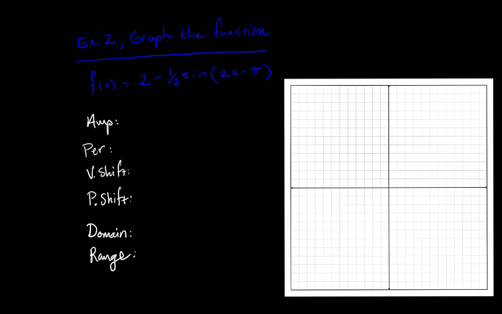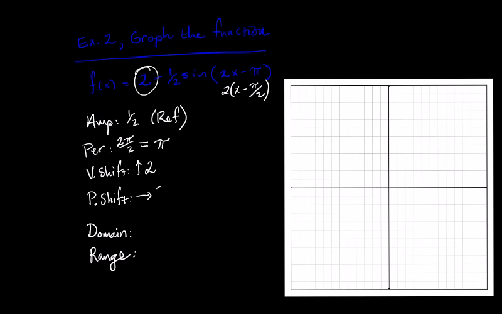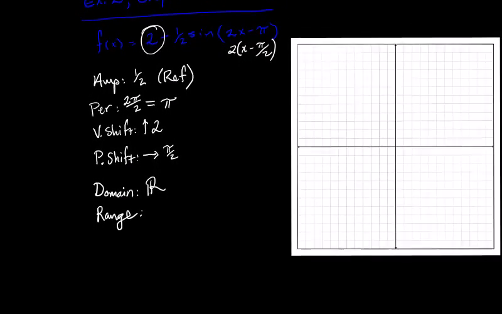All right, so amplitude is 1/2, but we know that we need to do a reflection. The period is going to be 2 pi divided by 2, so that's going to equal pi. Then we need to factor this on the inside, so that'd be 2, and then x minus pi halves. So my vertical shift is up 2. That comes from this guy right there. My phase shift is right pi halves. Okay, and then my domain I know is all real numbers, and we can look at the range once we're done if you don't want to think about it too much in your head.